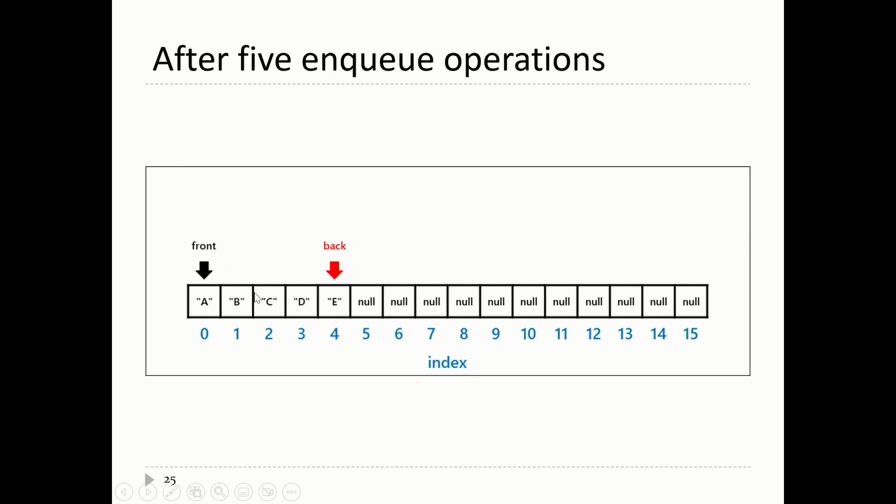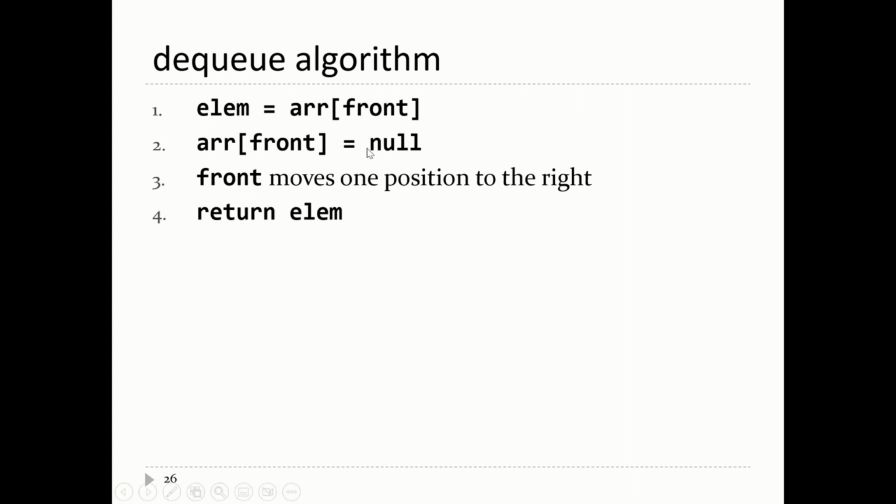I don't want to shuffle the B forward, the C forward, the D forward, and the E forward. Instead, I just want to move front one position to the right, and that saves me the big O(n) cost of removing an element from the queue. I am going to null out the element in the array this time. So unlike the stack, where I didn't do it, I am going to remove it from the queue.